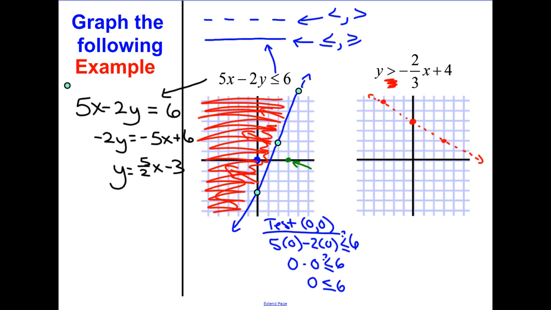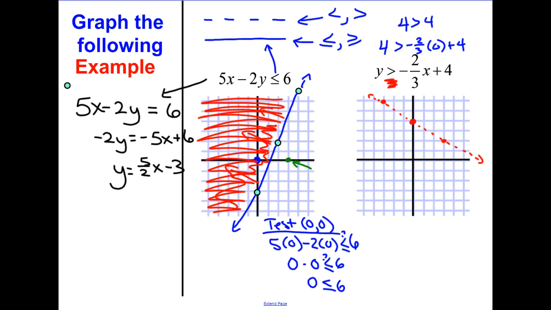What that says is that the numbers that are actually on that line will not work, because those numbers on that line will actually make it equal to. So I'm going to show you one that's on there. So we already know that (0, 4) is on there. So let's plug that in. (0, 4), plugged in my x for my y, is 4 greater than negative 2/3 times 0 plus 4? Well, we can simplify that side.